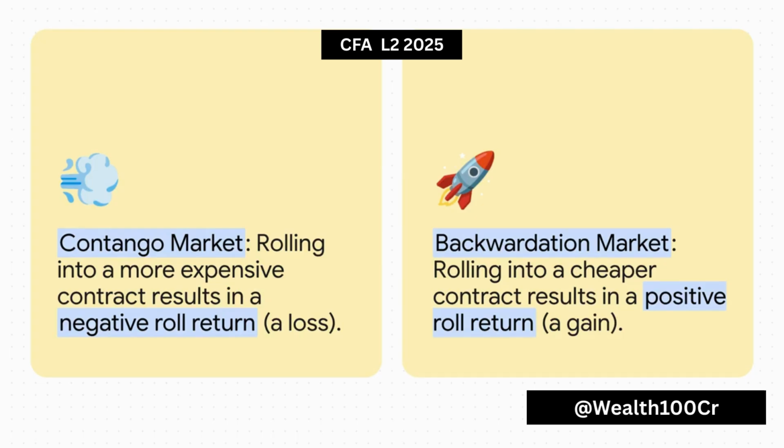But now, picture a backwardated market. The expiring contract is more expensive than the new one, so you get to sell high and buy low. That generates a positive roll return, which is like having a powerful tailwind at your back, boosting your returns even if the spot price doesn't move at all.